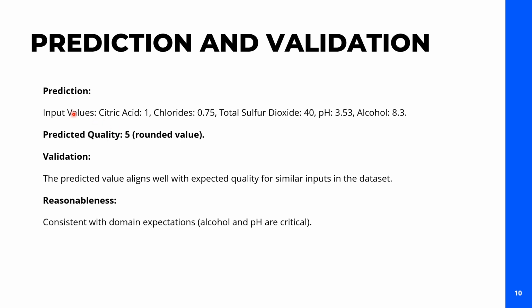The input values which we have used are: citric acid 1, chlorides 0.75, total sulfur dioxide 40, pH 3.53, and alcohol 8.3. Ultimately, the predicted quality that we are getting is 5 as a rounded value.